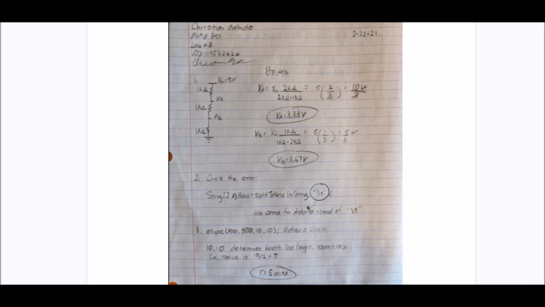Number 2, the error in the processing code was found with the \t. The Arduino code cannot understand the \t code, and we need to use a comma instead.